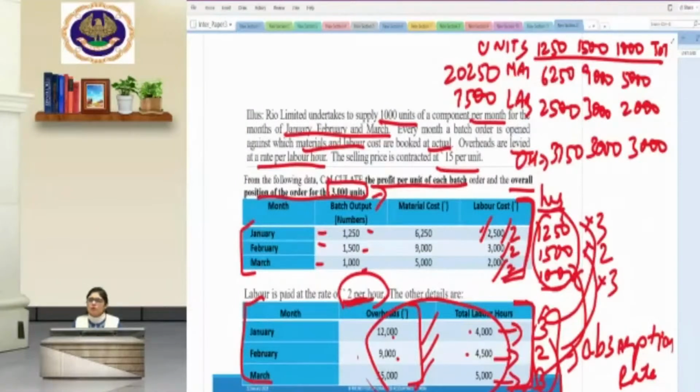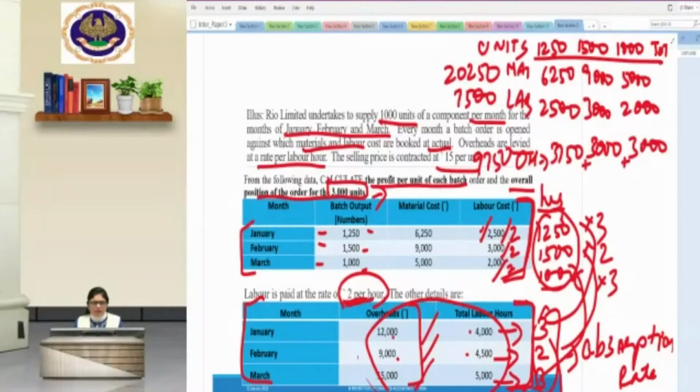Please do not skip the total also. Total material for all the 3 months, total labor, total overheads must be entered in the total also. Yes, very good. So that is the total overhead. Total overheads are also 9750. So we have the total material, total labor and total overheads.